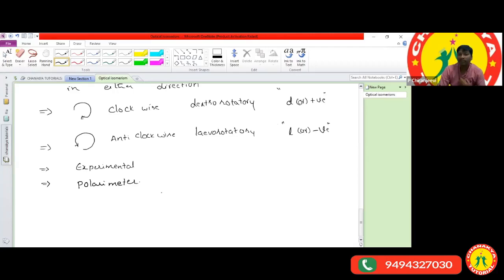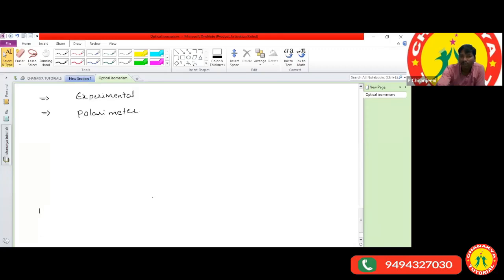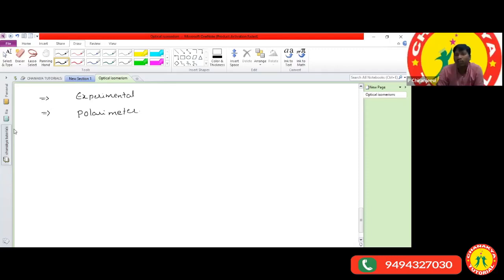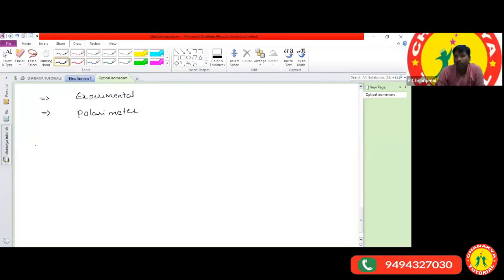Right, sir. Aditi, do you understand until here? Aditi, when can we call a compound a dextro isomer? I don't know. When do we call it a dextro isomer?